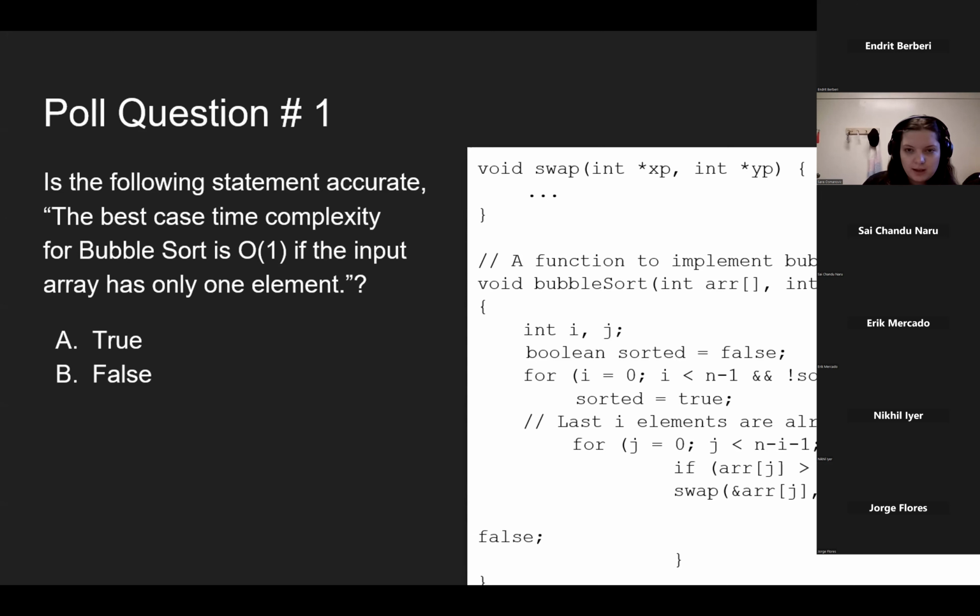So the first question that we're going to answer, or attempt to answer, is for the code given in this slide, what is the best case time complexity? And the code that we're given is actually a bubble sort. So if the input array has only one element in this case, what is the best case time complexity going to be? O of 1. You don't have to answer any of the other questions. Just answer the first one.